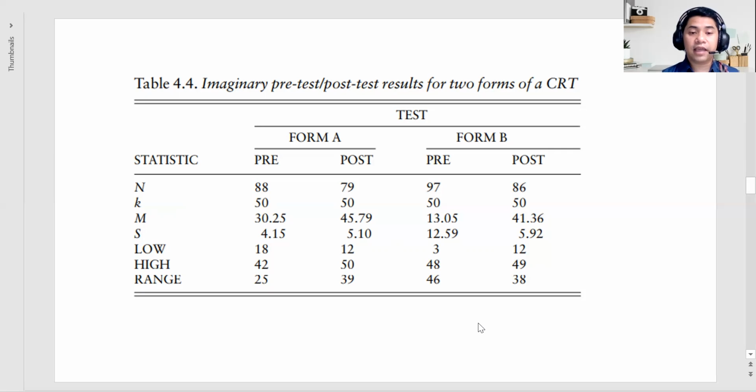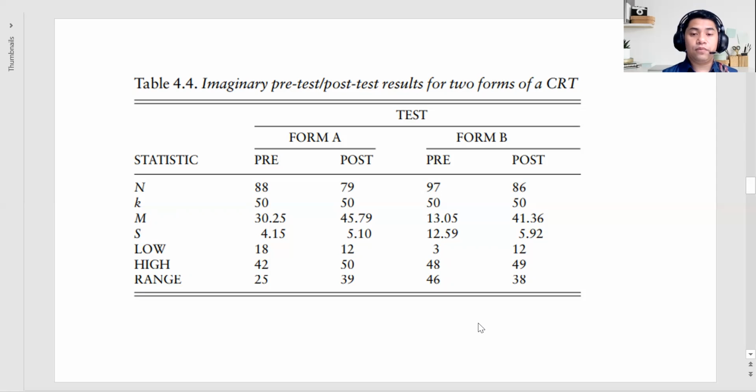The next is K. K belongs to the number of questions or items. The number of items on each test is exactly the same, 50. So if we take a look at the mean, it has progression in the post-test score compared to the pre-test score. So we can assume that the students have learned very well from the course.